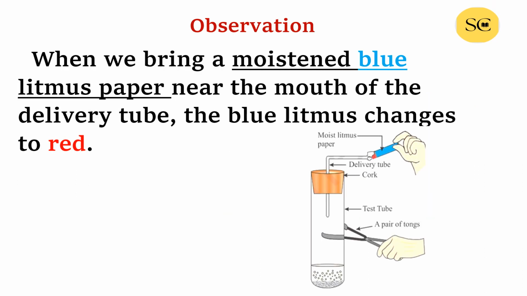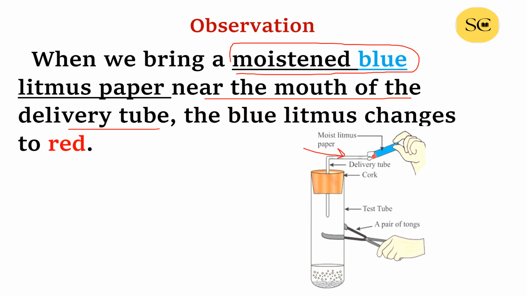Now, when we bring a moistened or wet blue litmus paper near the mouth of the delivery tube, okay, this is the delivery tube, the blue litmus paper changes to red. You can see here the blue litmus paper changes to red. Okay, so when the gas comes in contact with the moistened blue litmus paper, the blue litmus paper changes to red.